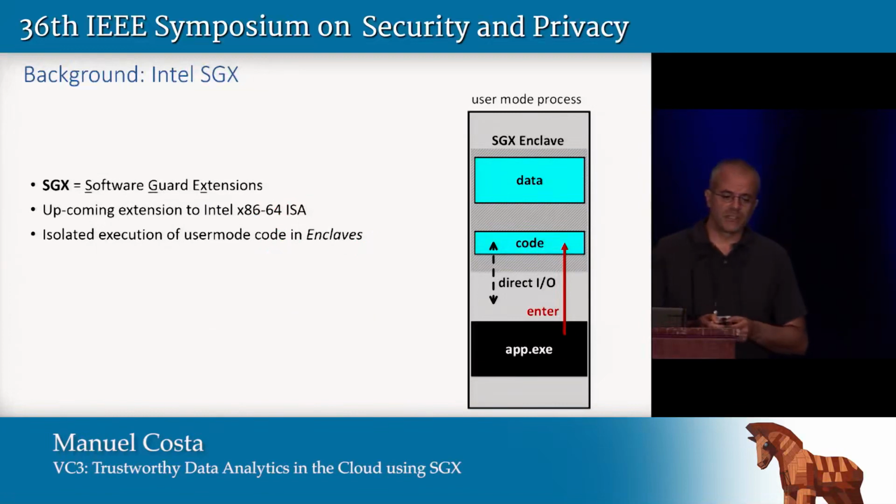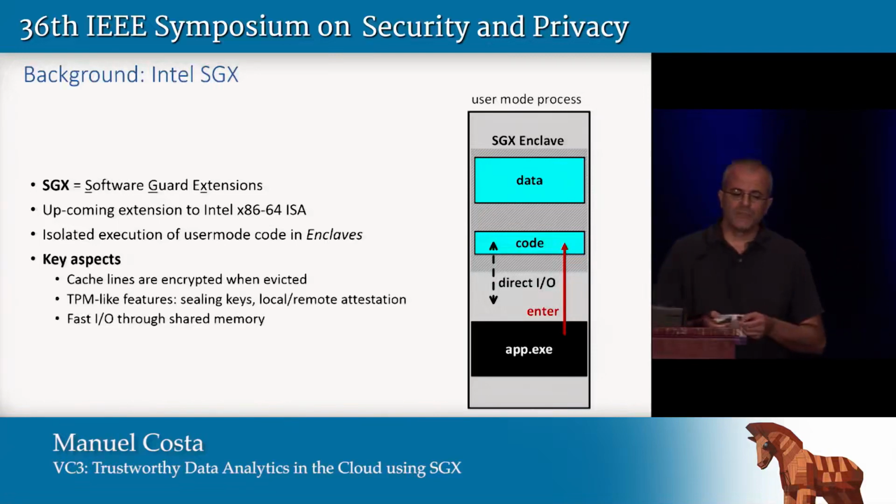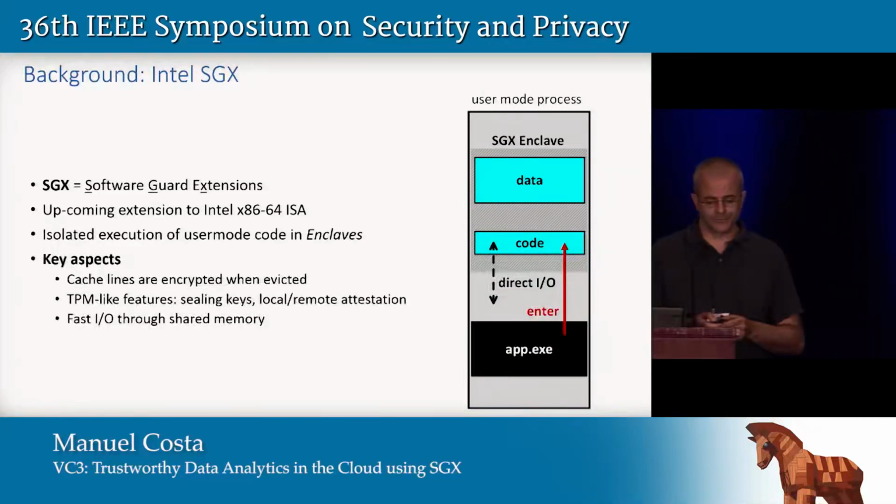SGX is a set of extensions to the Intel instruction set architecture that Intel has defined. What these instructions allow you to do is they allow a user mode process to define a region of virtual memory and say that that region of virtual memory is isolated from the rest of the system. These regions are called enclaves. SGX supports TPM-like features like sealing and attestation. It also does encryption when cache lines are evicted from the CPU and are written back to RAM. Finally, SGX allows the enclaves to do fast I/O through shared memory. The code that is running inside of these enclaves can read and write freely from the full address space, and this can be used to do fast I/O.